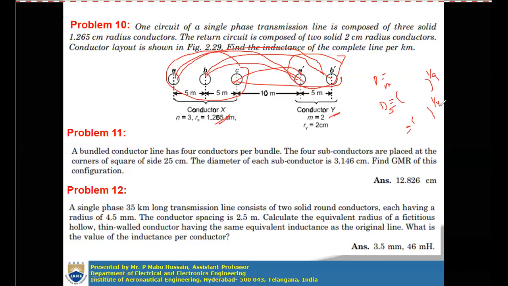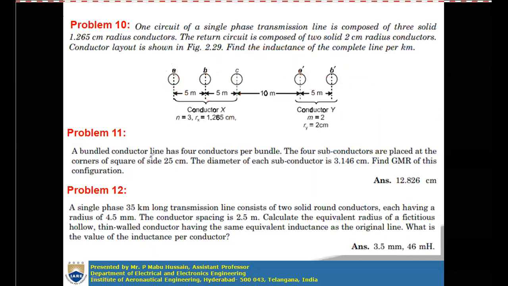Okay. Right. So 11th problem, the bundle conductor of a line has 4 conductors, and the 4 conductors are placed on the corners of a square, which is having sides of 25 centimeters, and diameter of subconductor is given. Find the GMR or self GMD. GMR and self GMD both are same, right? The direct formula is there for bundled conductors. If bundled conductor is having 4 conductors which are placed like a square, so which are placed like a square.